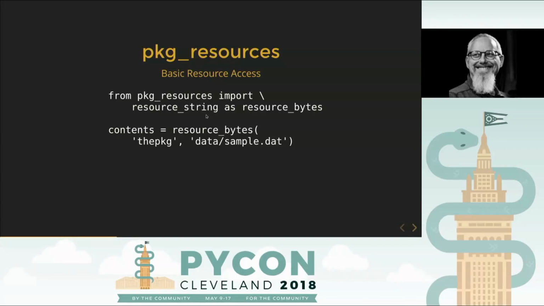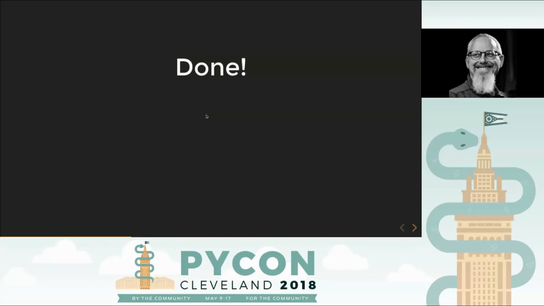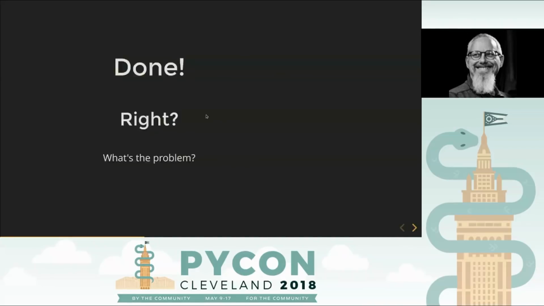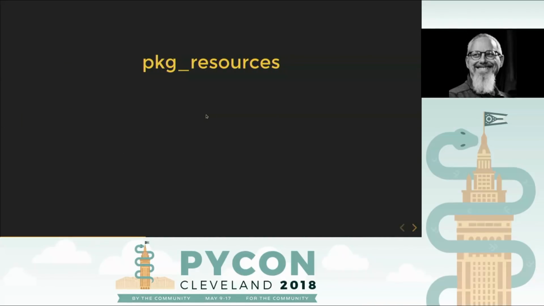We pass in the name of the package that has our sample data, and then a path from that directory down to the sample data. We call the function, and it returns us the bytes. So the cool thing is that it works for both file system paths and for zip file paths. So now we're done. We have 19 minutes for questions. Of course, there's still a problem. So what are some of the problems with package resources?